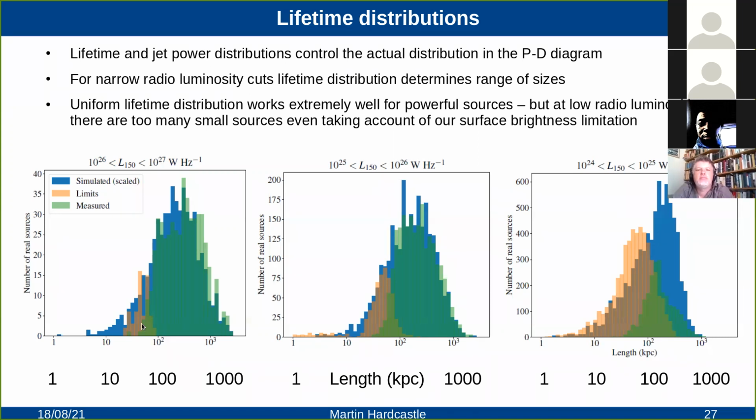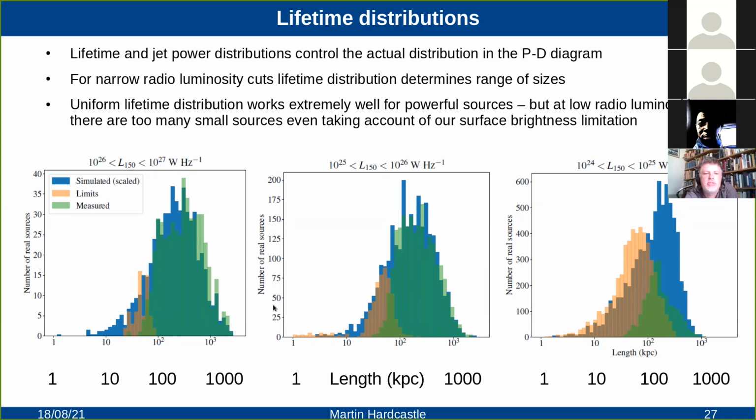And so interestingly, you can make a very simple uniform lifetime distribution. So basically sources live for almost a fixed amount of time, and they have a reasonable probability of lying within that range, a kind of uniform probability. And when you do that calculation for powerful sources, you find that it actually matches the distribution of sizes very well. So what you're seeing here is blue is the simulated population, green is the actual observed population. You can see that the blue and the green agree very well.